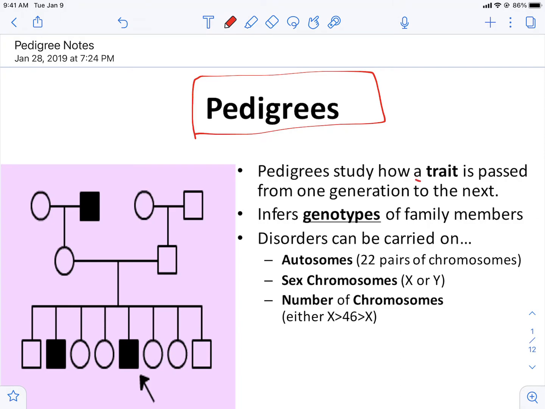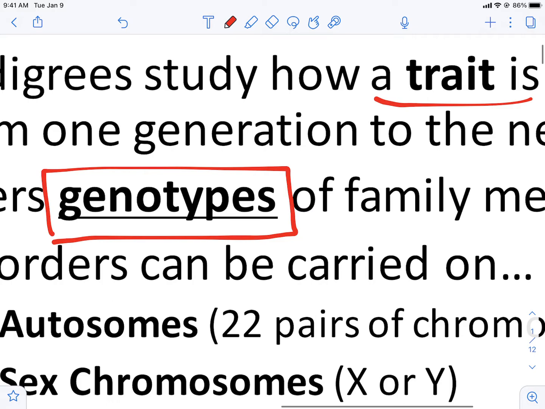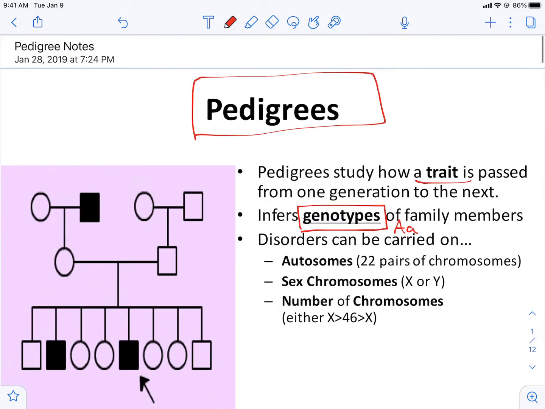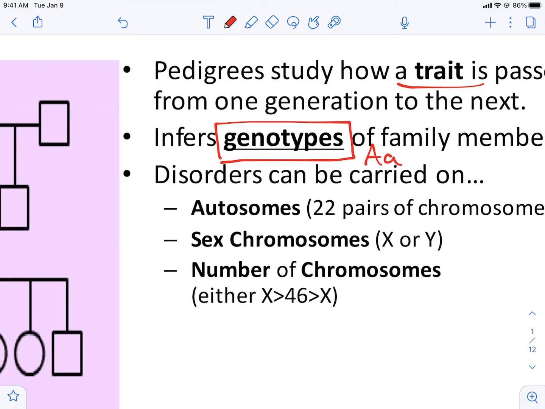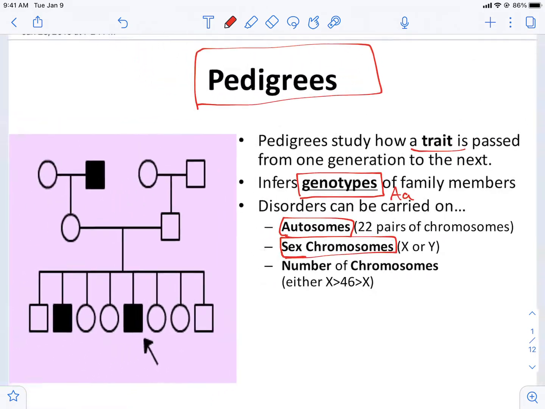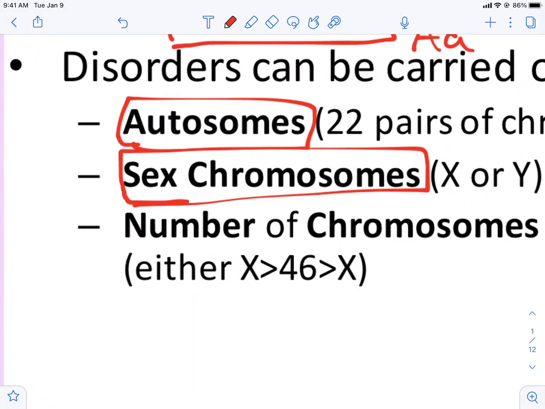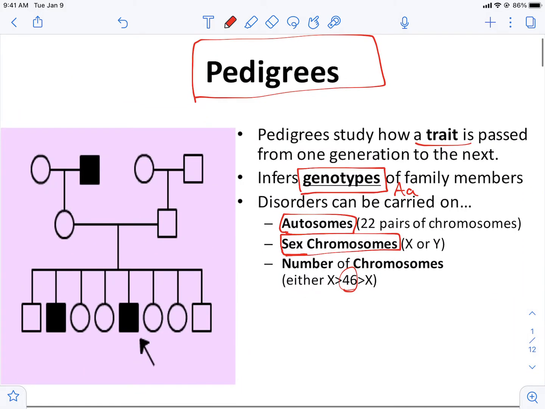First, they show how a trait is passed from one generation to the next, and it doesn't have to just be a genetic disorder. It can be anything. You can also use them to figure out the genotypes of family members. Remember, that's like your code, which is like AA, for example. They can be carried on any of the chromosomes except for the sex chromosomes, which are called autosomes, or they can show something that's just carried on the sex chromosomes. And then remember that your number of chromosomes can vary. For humans, it's always going to be 46.